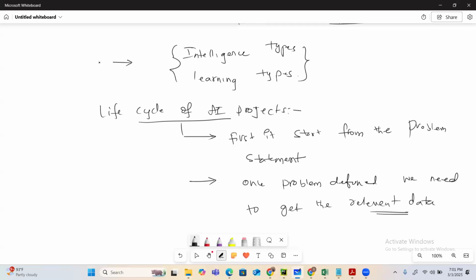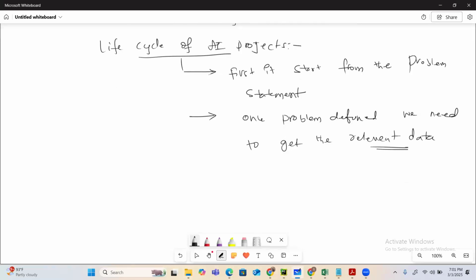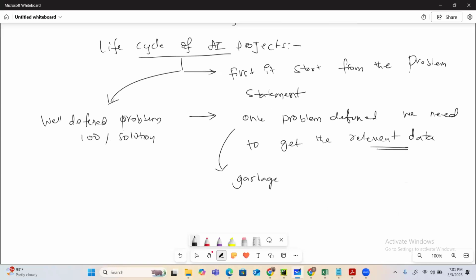Here there are two sayings. A well-defined problem is a 100% solution. Here also one saying: garbage in equals garbage out. Second step, when you get good data, you will get good results.